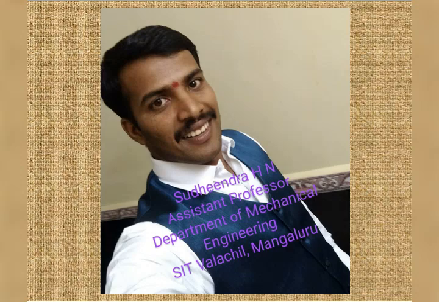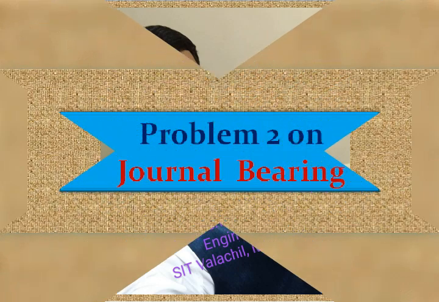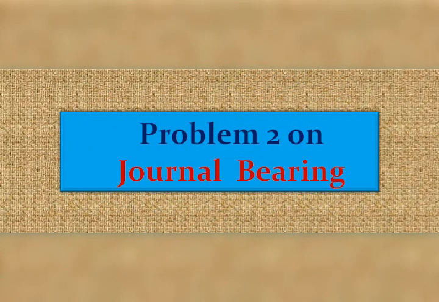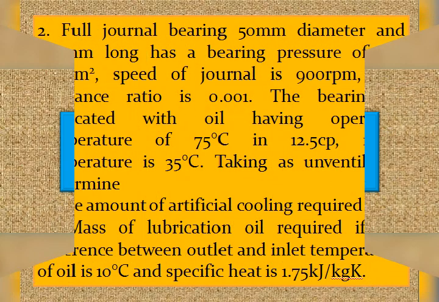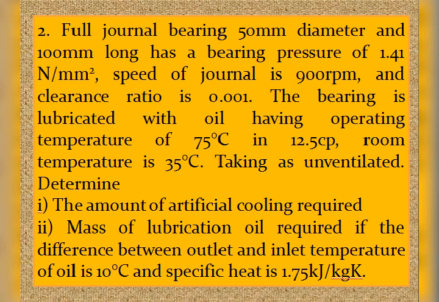Hi guys, now we'll go for the next problem in our journal bearing. The question is like this. A full journal bearing 50 mm diameter and 100 mm long has a bearing pressure of 1.41 Newton per mm square. Speed of journal is 900 rpm and clearance ratio is 0.001. The bearing is lubricated with the oil having operating temperature of 75 degrees Celsius and 12.5 CP.